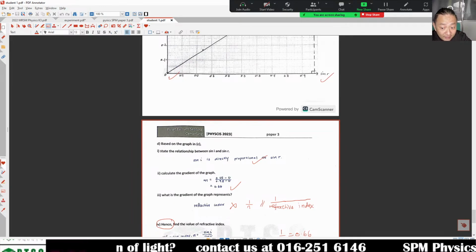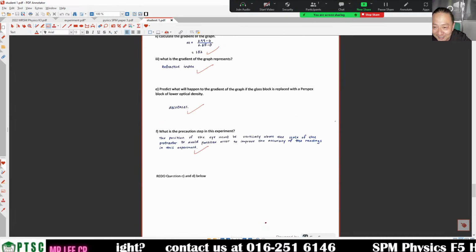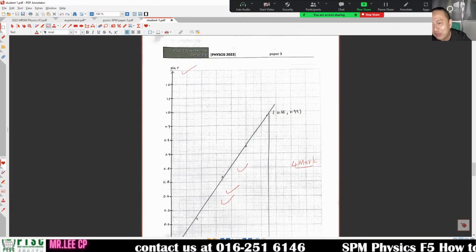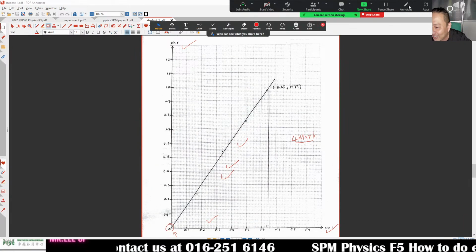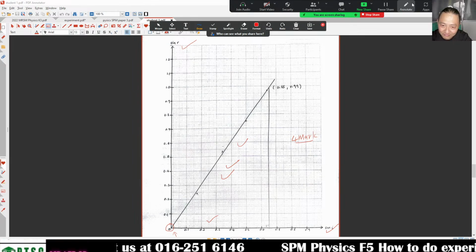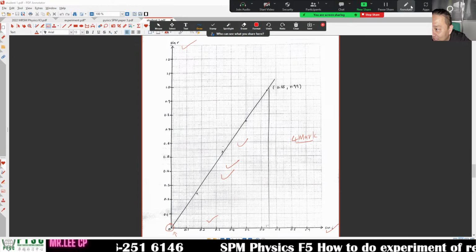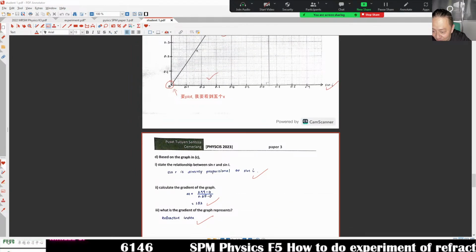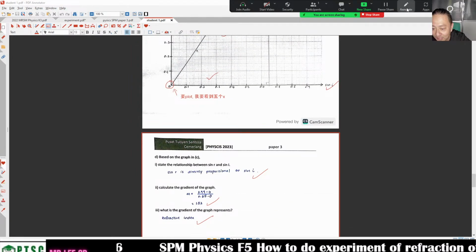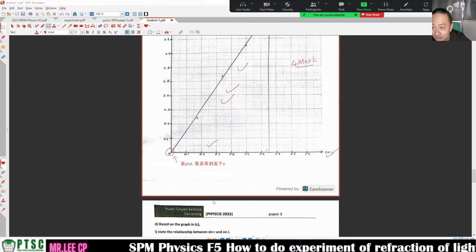Right? If the question is asked this way. Now, of course, you will come back to one question that's really killing me. Gradient, how much is the gradient? You find this gradient, you find 1.52. Right? Then what does the gradient represent?